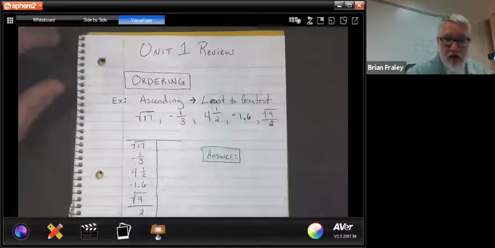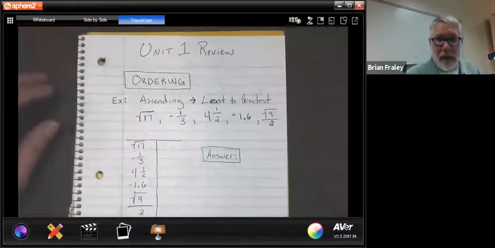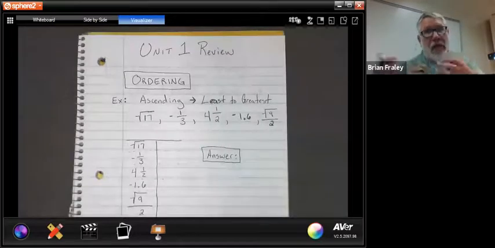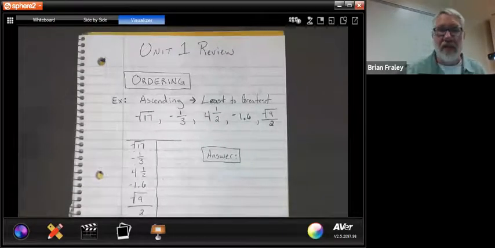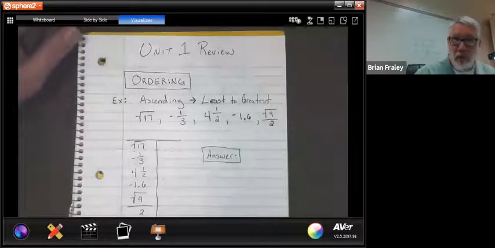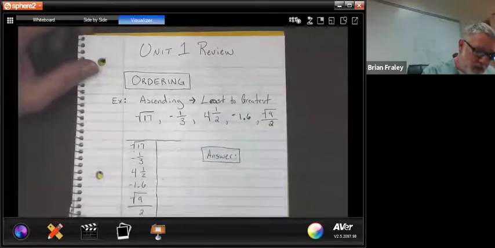You can pause it at any time if I'm moving too fast, but make sure you copy this down. Your teacher, me, whoever your teacher is, will want to see this, okay? Put this in your notes, Unit 1 review. You can actually put it as a journal entry if you need to. So ascending means least to greatest.